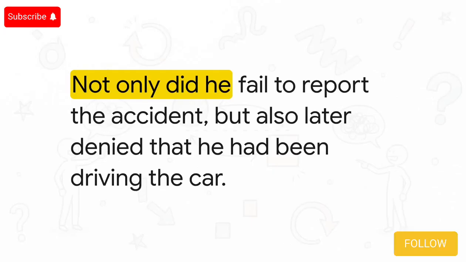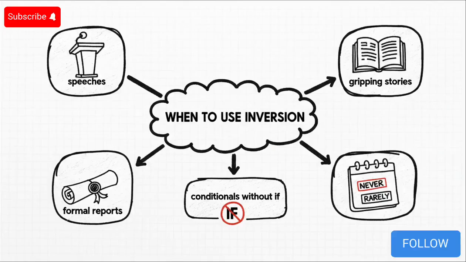And boom, not only did he fail, that's the power of inversion. It's dramatic, it's formal, and it is unforgettable. That is the kind of line that makes an audience lean in and really listen. The main takeaway here, use inversion when the stakes are high and you need your words to land with maximum force. You see it all the time in powerful speeches, in formal reports, and in really gripping stories. It works perfectly with negative time words like never, rarely, or seldom. And it's even used to create some really sophisticated conditional sentences, without even using the word if.